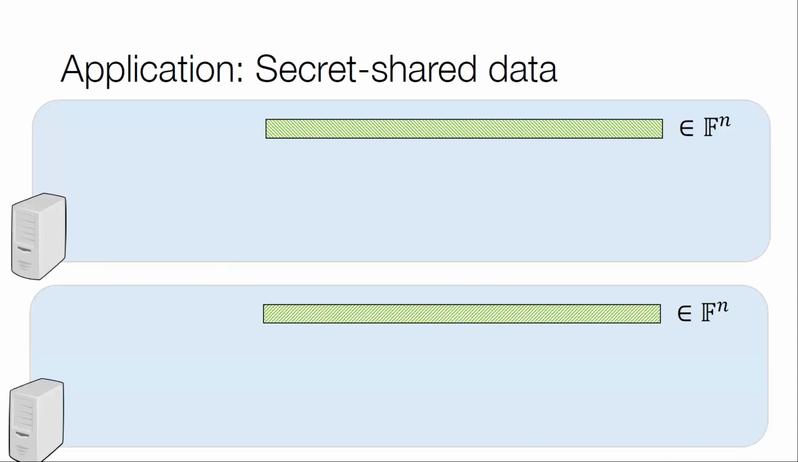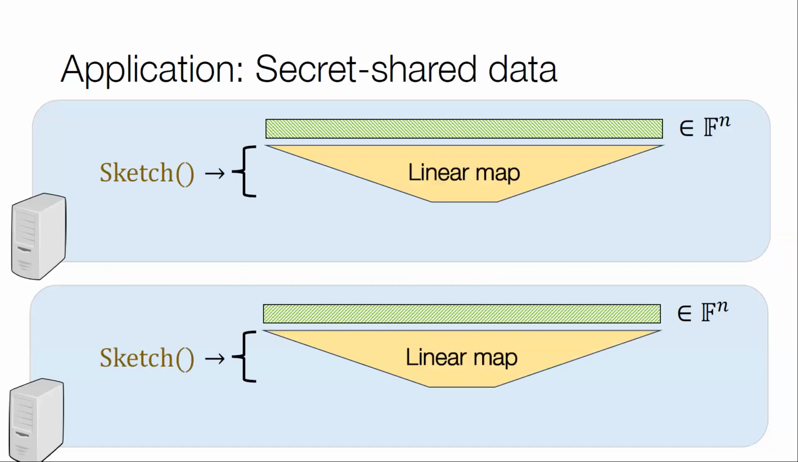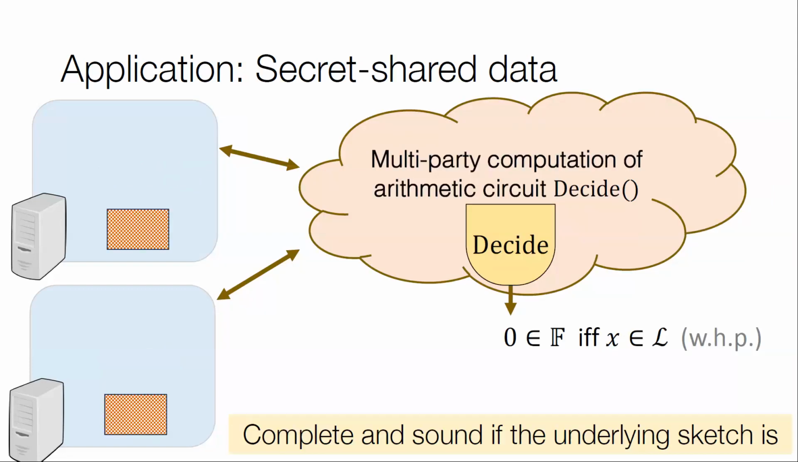Good. Now that we have the abstraction, let me show you how to use this to test properties of a secret shared vector. Think of two servers as having shares of this big vector X. What they can do is use correlated randomness to run the sketching algorithm that outputs this linear map. Locally, they can compute this small sketch of the input. Then, given shares of the sketch, they can run in a multi-party computation this decision predicate on the sketch. They accept if the sketch accepts and reject otherwise. Completeness and soundness here follow immediately from the definition of arithmetic sketching.